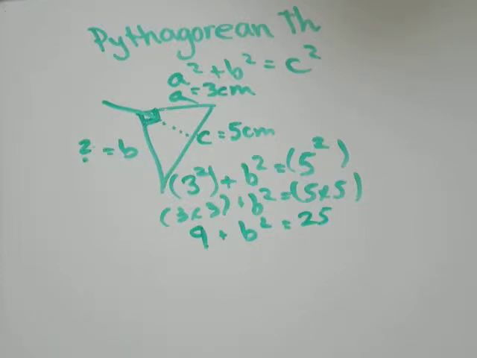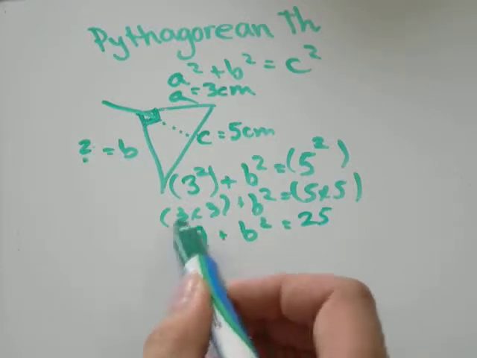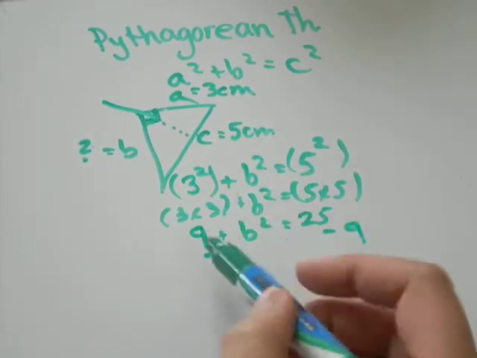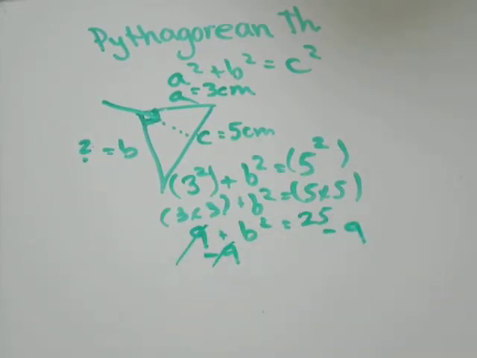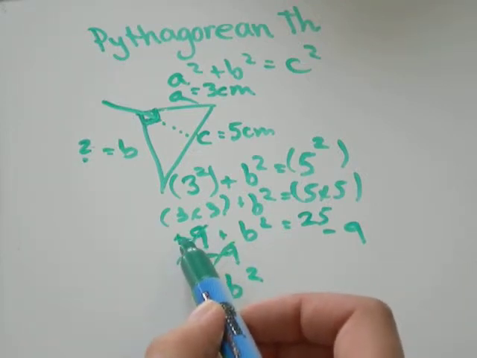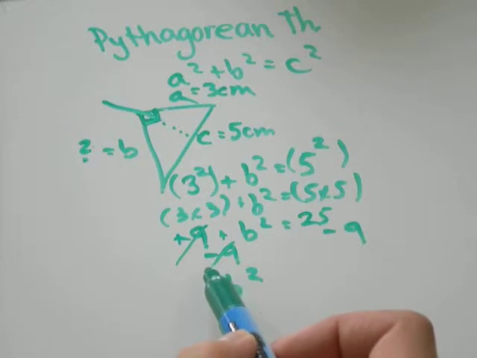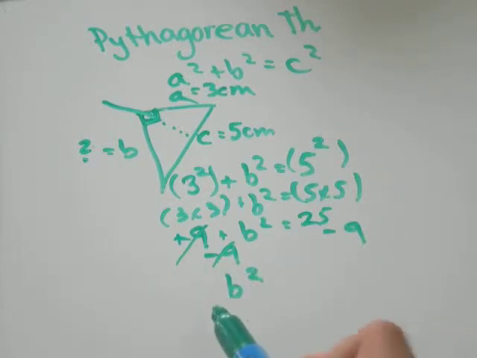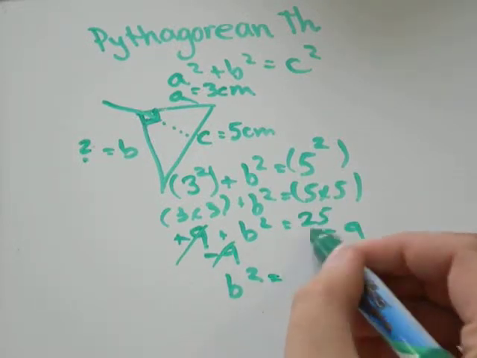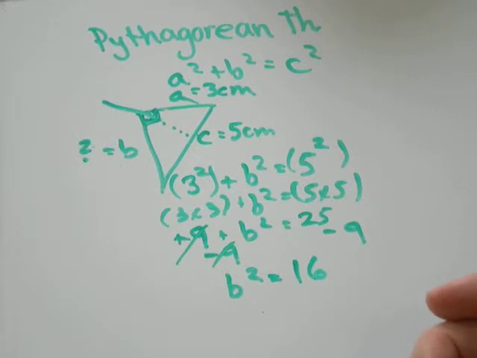Now to get B by itself, I need to get rid of the 9 over here. So I'll subtract 9 from both sides so that they'll go away. The reason they go away is because this was positive 9, that was negative 9, and positive 9 minus 9 will be equal to 0, and 0 is equivalent to nothing, so I didn't have to write anything. Equals 25 minus 9 would be 16.